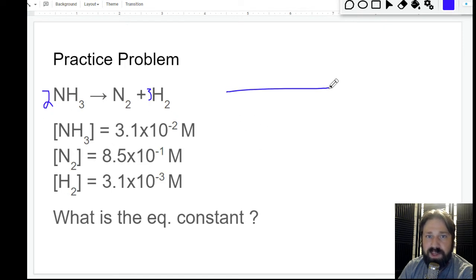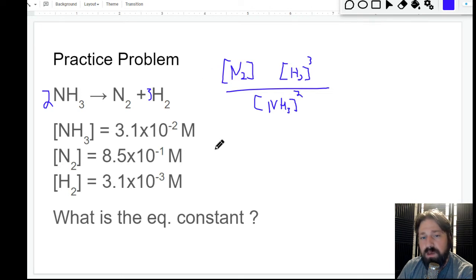Now let's rewrite that equilibrium expression. It's still going to be nitrogen, still to the first power. But now we have hydrogen gas, raised to the third power, and ammonia gas is going to be raised to the second power. So now we can just plug things in.